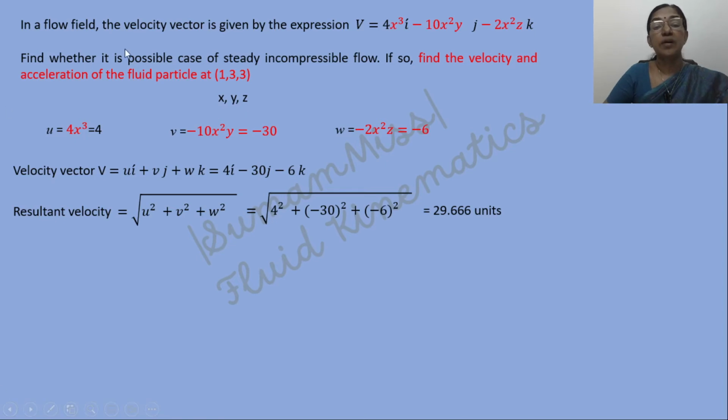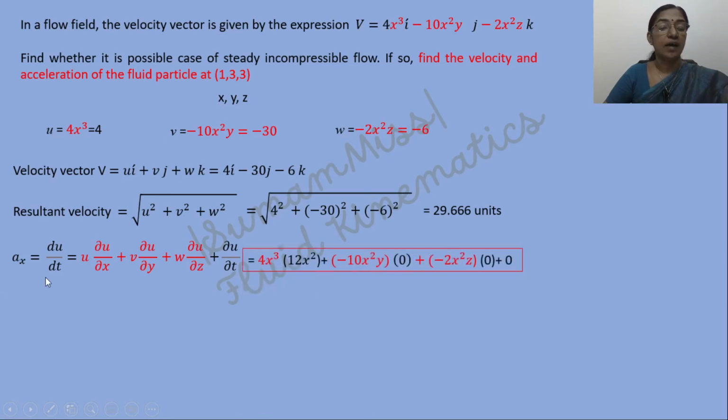So we have to find out the total change in velocity with respect to space and time. The acceleration is equal to the summation of convective acceleration and local acceleration. The expression for acceleration in the x direction is equal to the convective acceleration plus local acceleration. But it is given that the flow is steady, so that means there is no local acceleration at all. If we substitute for ax as u into dou u by dou x plus v into dou u by dou y plus w into dou u by dou z, then ax is equal to 48x raised to 5.